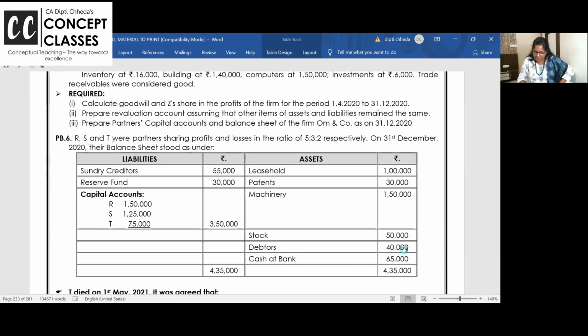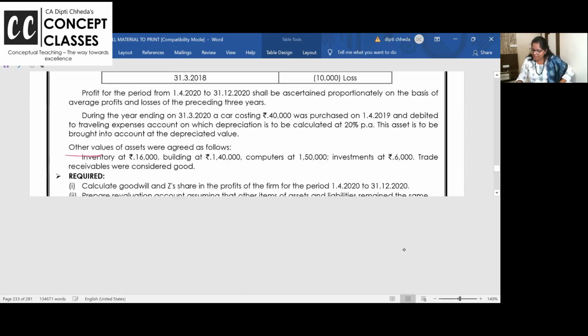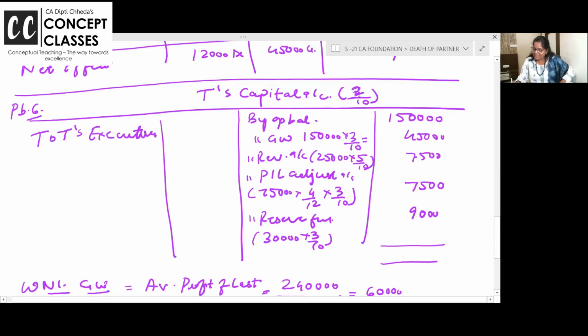R, S, T are partners. T died, and T's ratio is 2 by 10. Not 5 by 10, not 3 by 10. अब फिर change करो. Do it, or do it again if there is too much scratching. I'll wait for all of you. Everything will change.